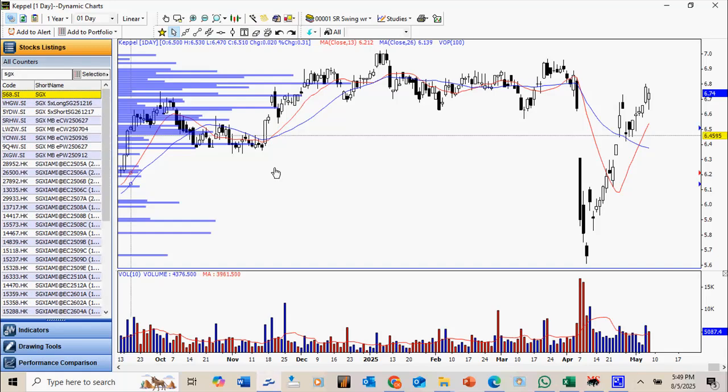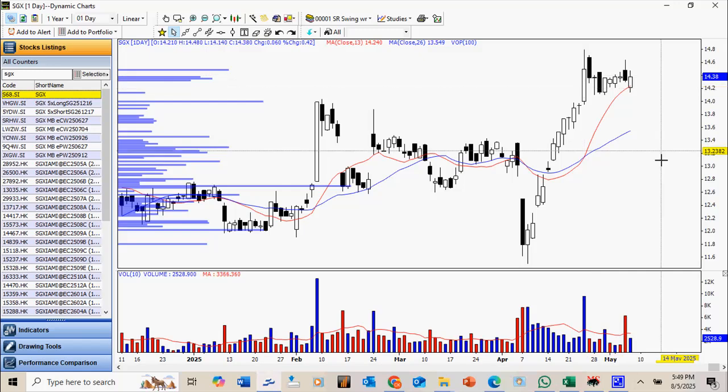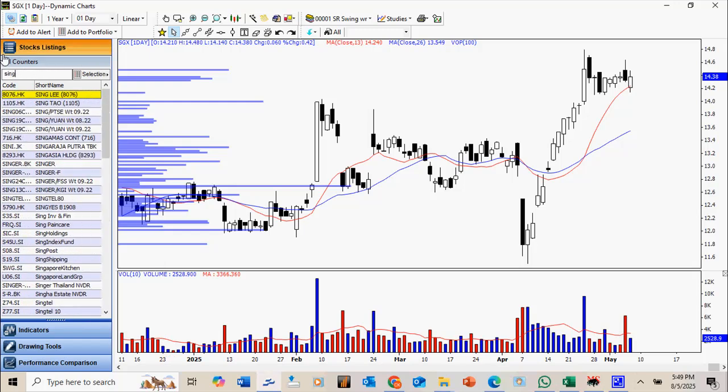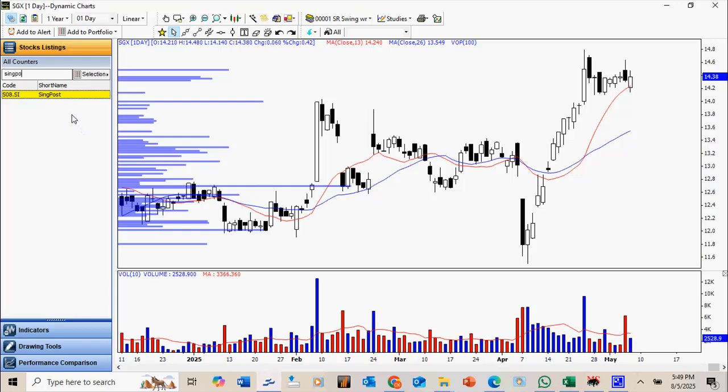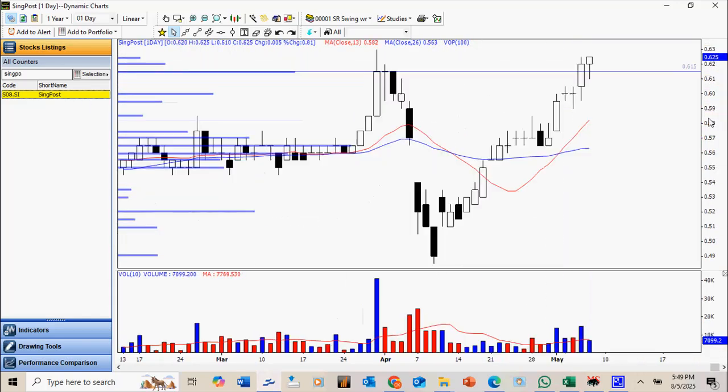SGX will be better in that sense compared to Keppel. So you notice very nice run up, and then been consolidating sideways. Look for decisive break above this side here of 1480. SingPost managed to recover, and right now challenging this high here, and this is at 63 cents. We'd like to look for shallow pullback above that level and look for a break on the upside.